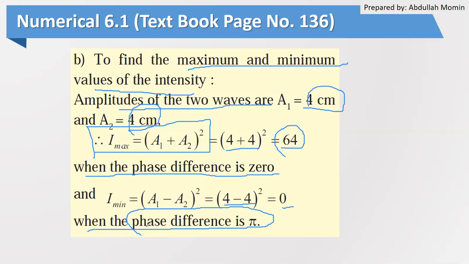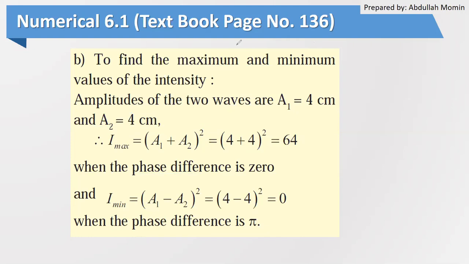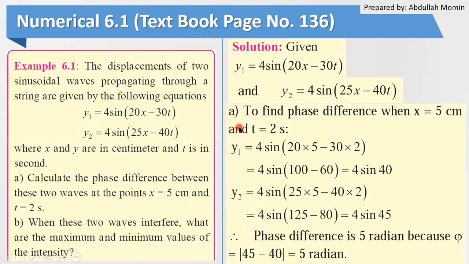So what was our question? Our question was, calculate the phase difference. So we have calculated the phase difference, and we will say that the phase difference is pi radian, and when these two waves interfere, what are the maximum and minimum intensity? Maximum intensity will be 64 and minimum intensity will be 0. So this is your solution of the first numerical, that is 6.1.